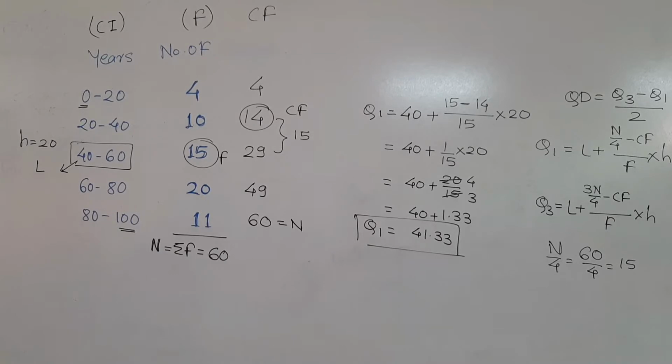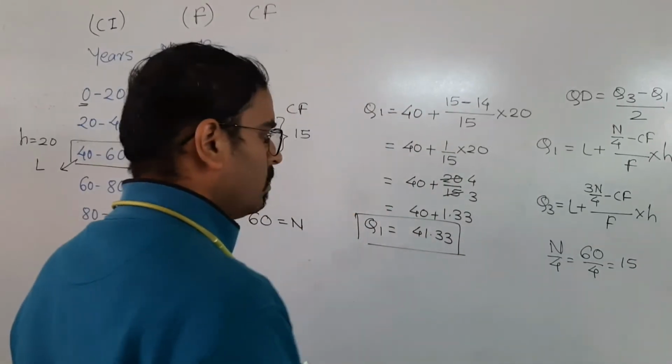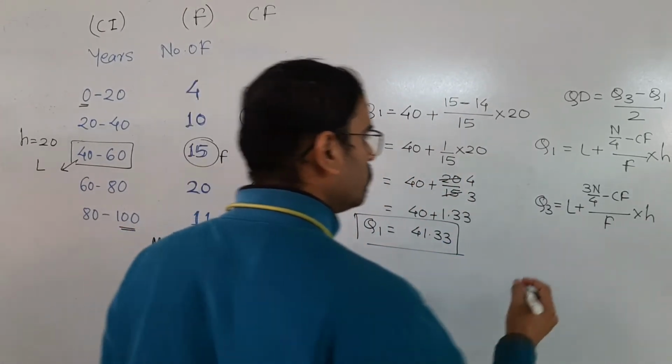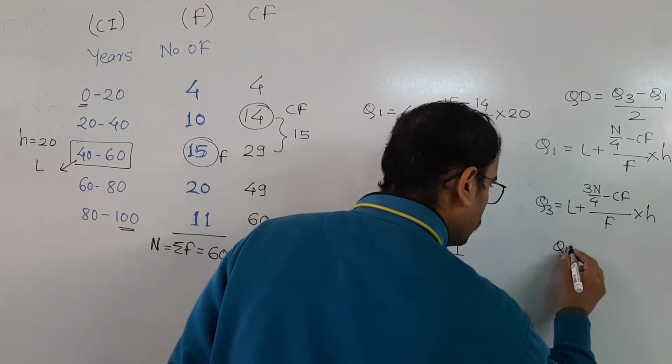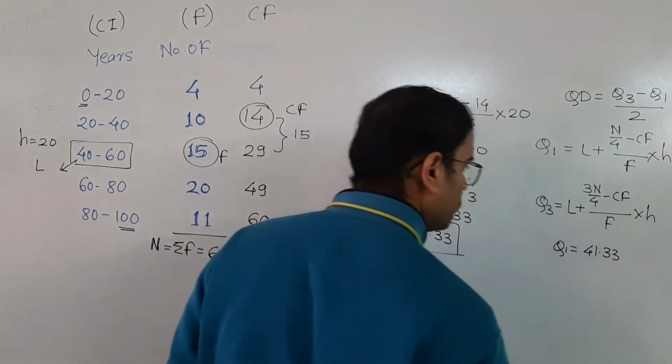In the same way, you have to solve it for Q3. Let's solve for Q3 then. I am erasing that Q1. We will write here the value of Q3. The value of Q1 is 41.33.